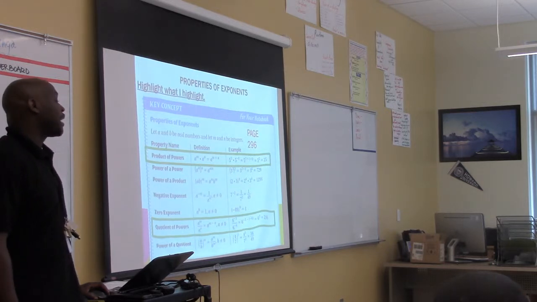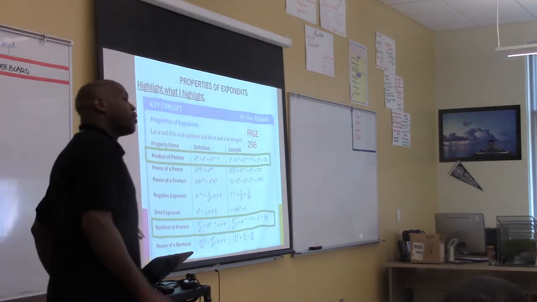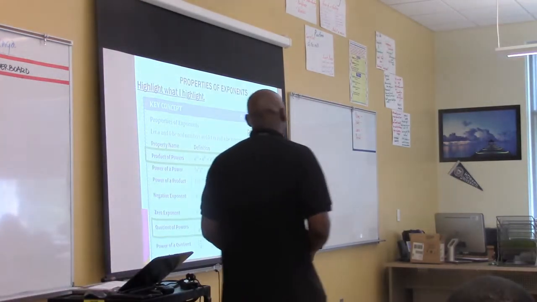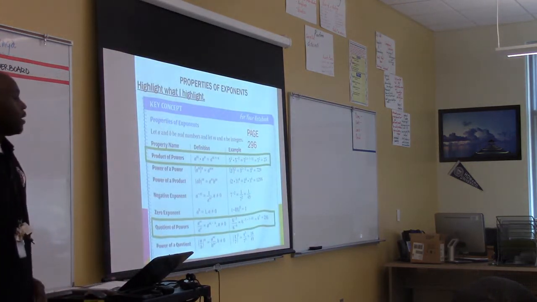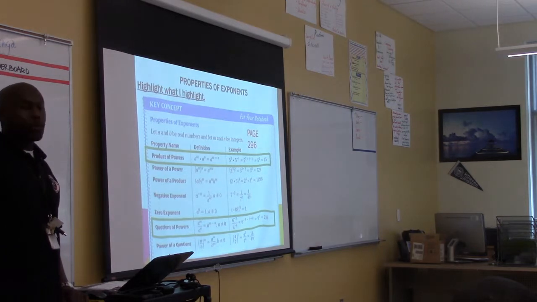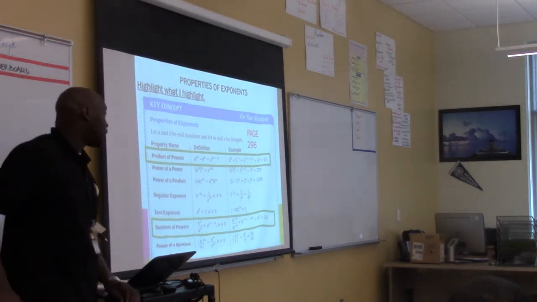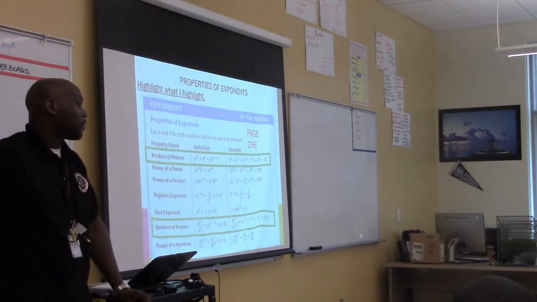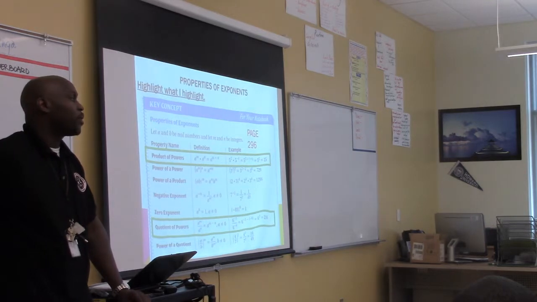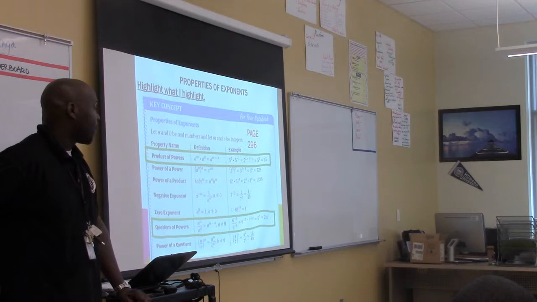Okay, so if you have a negative exponent, what happens? It becomes positive with the reciprocal. So if you have a to the negative m, your exponent becomes positive in the reciprocal of that number. So you put 1 over a to the m power. And of course, a cannot be equal to 0 because you cannot divide anything by 0. It will be undefined.